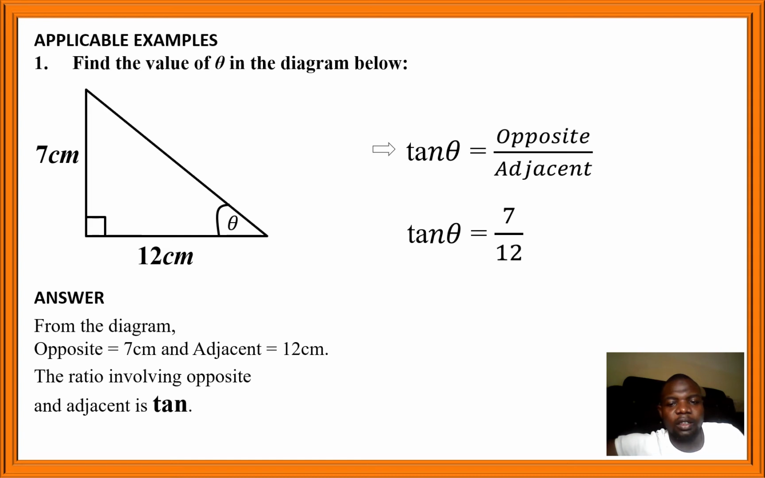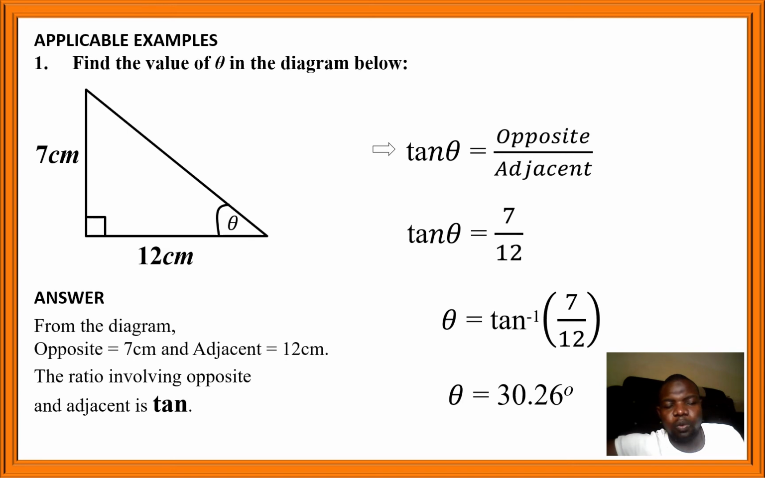Then finding tan inverse of both sides, theta will now be tan inverse of 7 over 12. Correct to 2 decimal places, theta will be equal to 30.26 degrees.